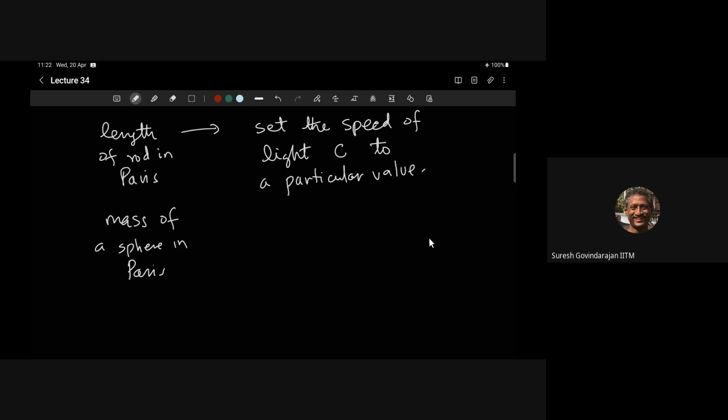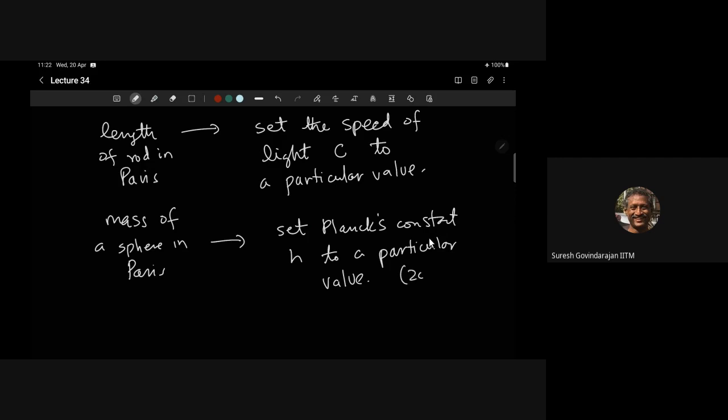Okay, sorry. So now that the screen is back, I can resume the lecture. Okay, so the mass of a sphere in Paris is now replaced by setting Planck's constant h to a particular value. Okay, and this happened only in 2019. This happened earlier, but this is the change. So it's moving to where you fix various constants, h, c, etc.